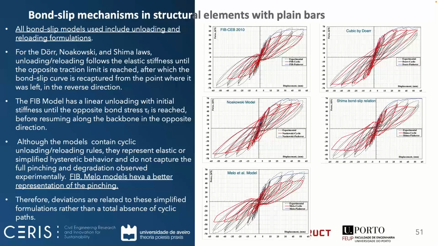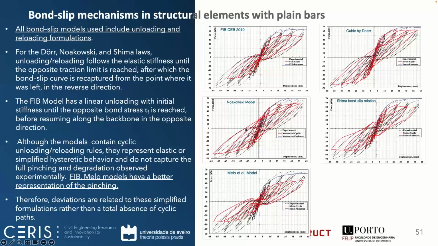Okay, when you look at other points, namely the unloading in the cyclic analysis, we should state that Doer, Nowowski, and Chima, and also the multilinear model, have an unloading and reloading law that follows the elastic stiffness until the opposite transition limit is reached. This is a definition in the software, after which the bond-slip curve is recaptured from the point where it was left in the reverse direction. The FIB model has a different way of working with the cyclic analysis, which was mentioned in my previous slides, so it has different rules to perform the cyclic analysis.